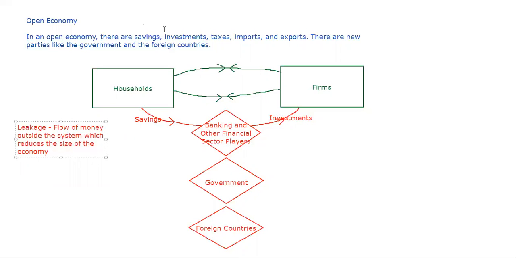Okay, so let's encircle that particular thing so that we know that it's not a part of the diagram. It's just a definition. So households, they save money. What they do, they keep a part of their money with the banks. What do the banks do with that money? The banks will give that money as a loan, as a debenture to firms so that firms can invest that money. Now, what happens when firms invest money?